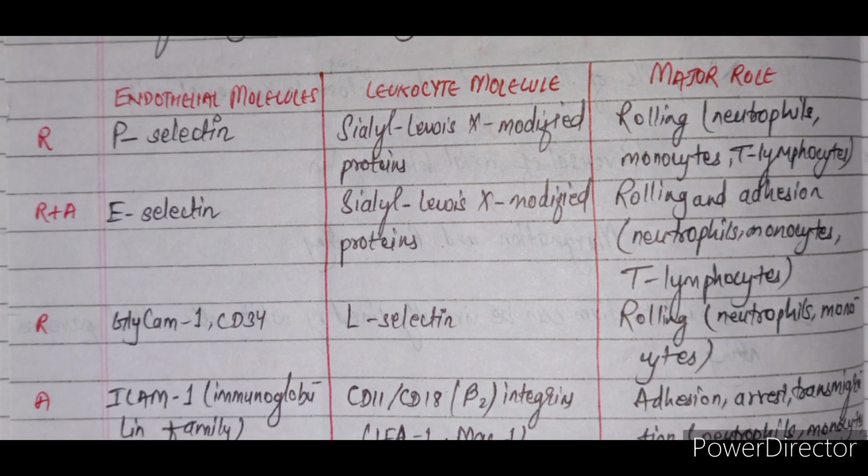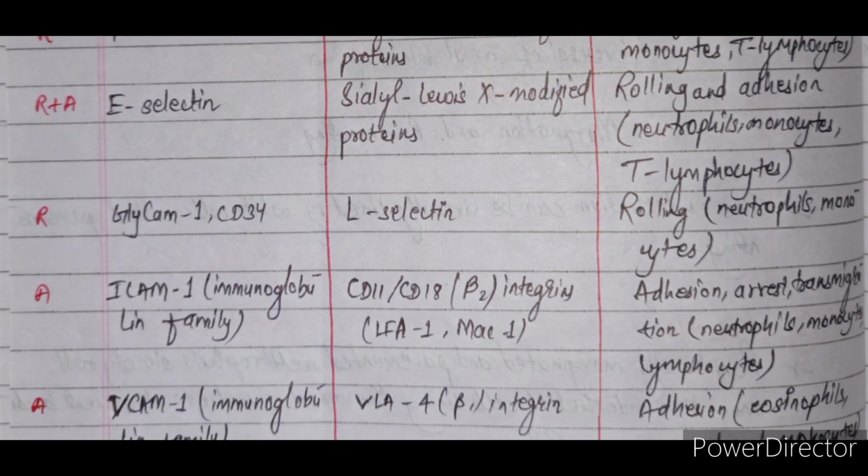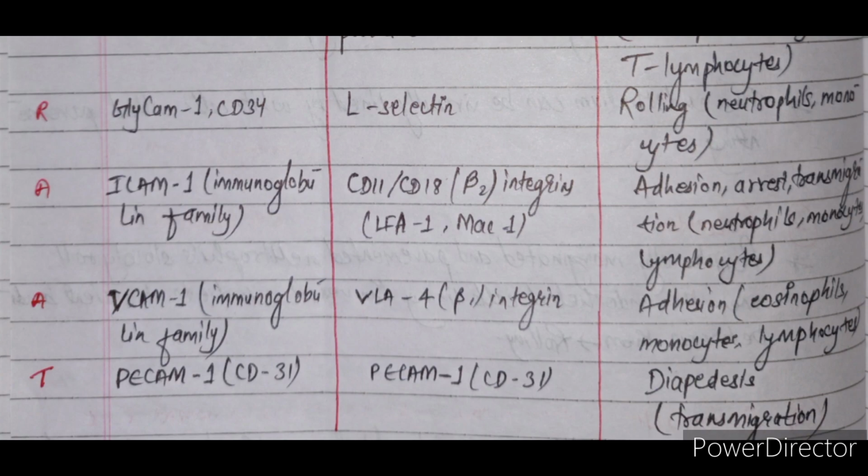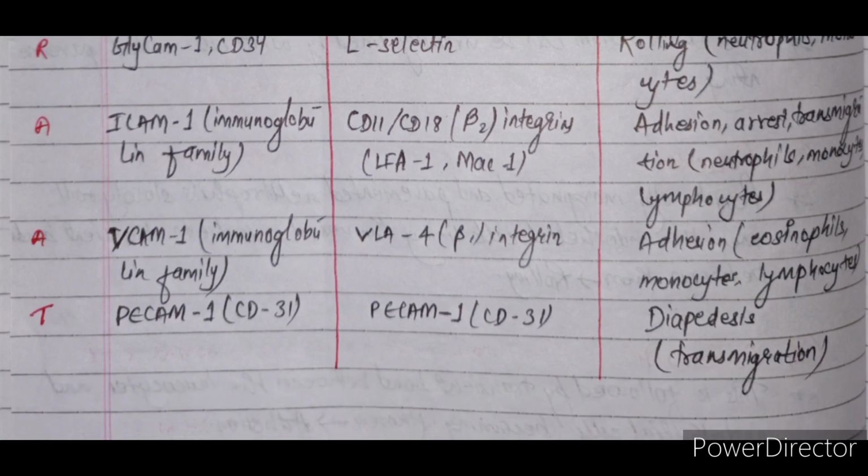And in the bond of P-selectin and sialyl Lewis-X modified protein, neutrophils, monocytes and T lymphocytes play a major role, whereas in E-selectin, neutrophils and monocytes are present as well as T lymphocytes, and in glycam-1, neutrophils and monocytes are present, whereas in ICAM there are neutrophils, monocytes and lymphocytes, whereas in BCAM-1 there is presence of eosinophils, monocytes and lymphocytes.